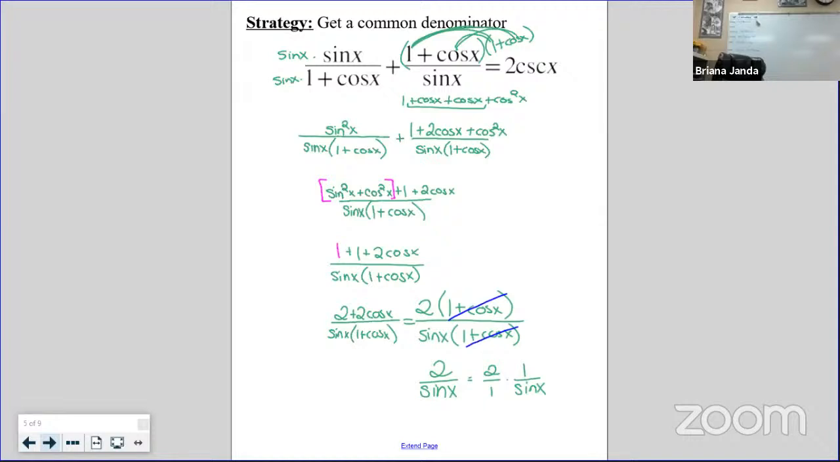You guys okay with that? Because 1 over sine of x is cosecant x. I usually just go from this to this, but just so you understand where that's coming from. The sine of x in the bottom is like 1 over sine of x, and 1 over sine of x is cosecant x.